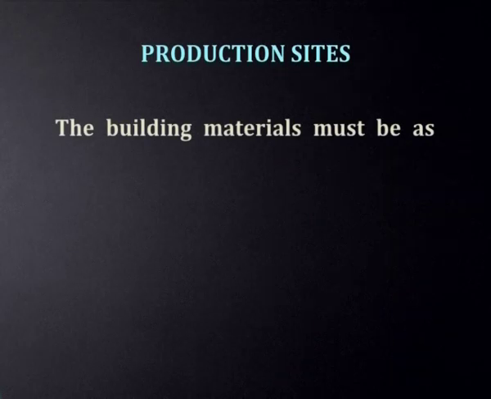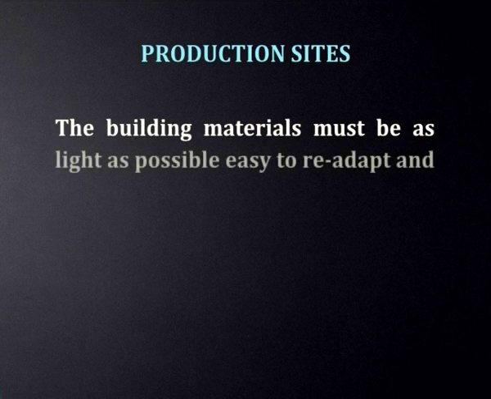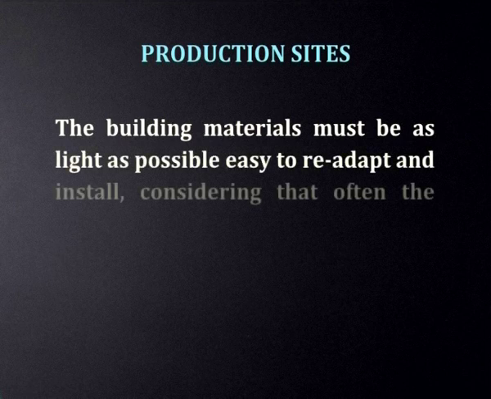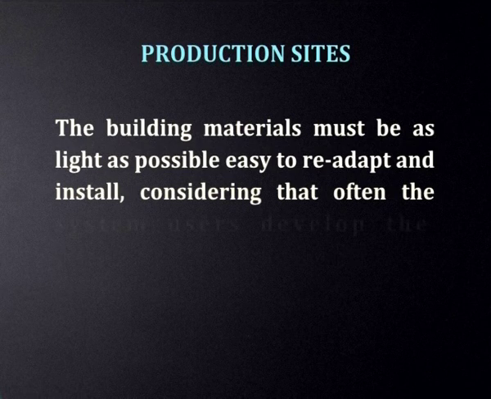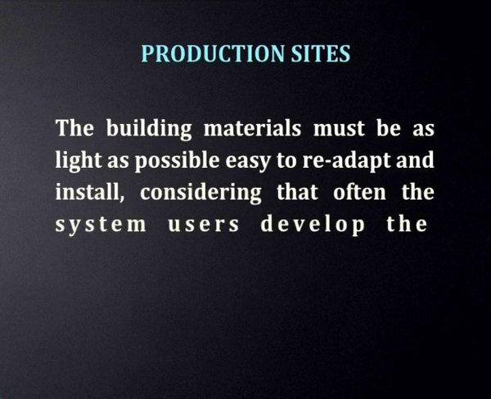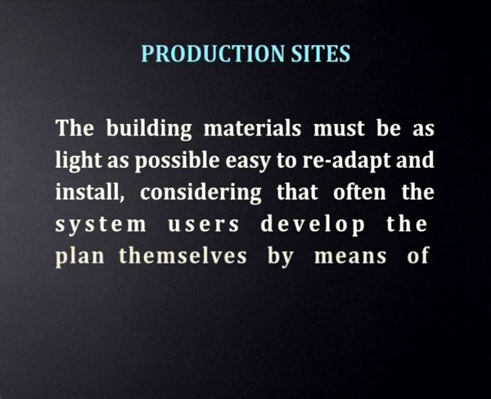One aspect that must be borne in mind relates to construction details, which determine a plant's capacity to meet two objectives, that is, to adjust to the production of foods and to ensure a sufficiently long shelf life. The building materials must be as light as possible, easy to dismantle and install, considering that often the system users develop the plant themselves by means of self-construction methods.